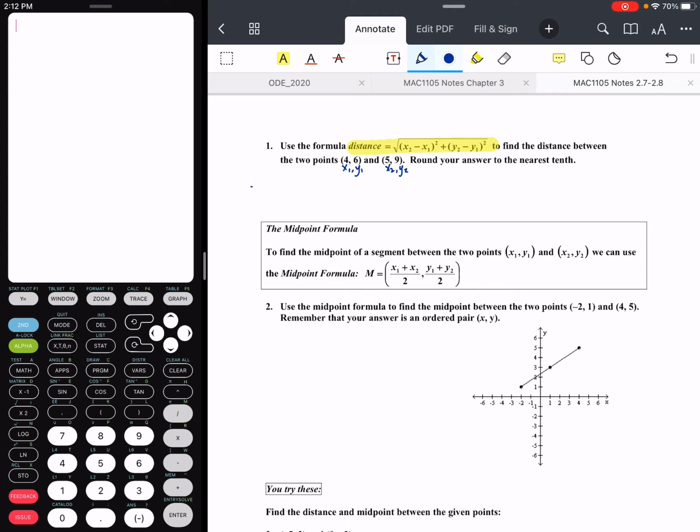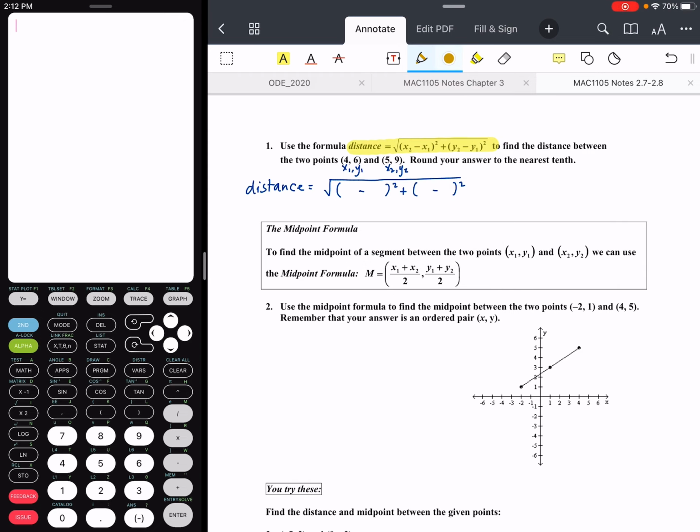So my distance is equal to, I'll put a big fat square root sign up there. And I'm gonna use some different colors. So I'm just gonna fill in the minus signs. Notice that it's a plus sign in the middle.